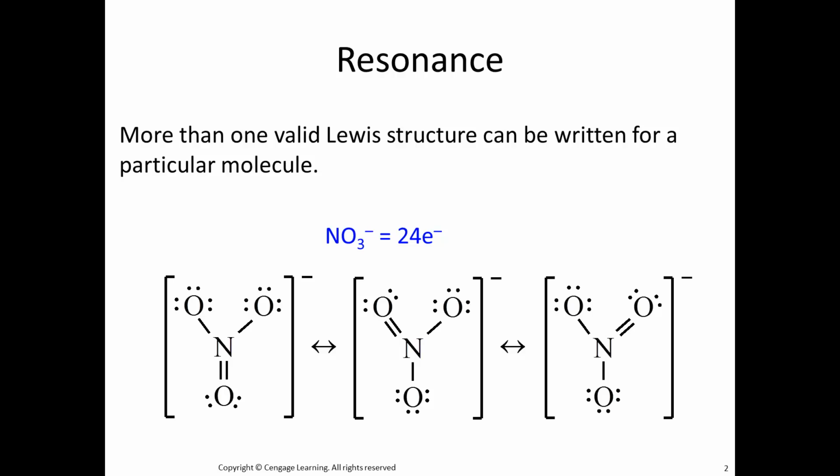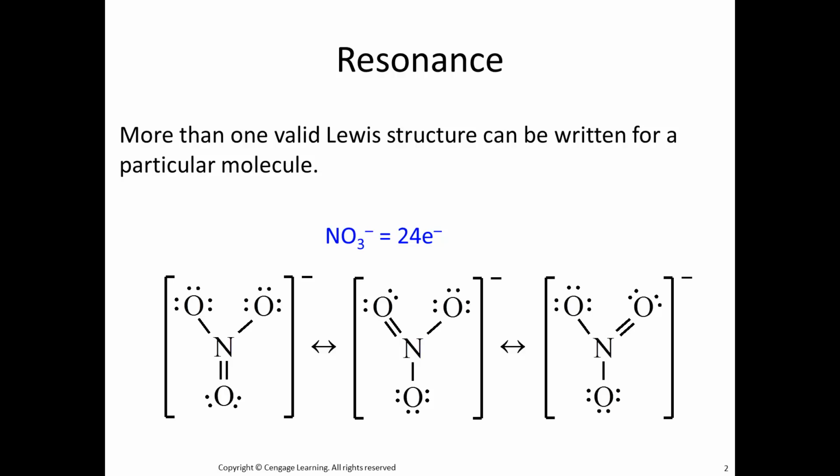Now, when more than one valid Lewis structure can be written for a particular molecule, we'll have to evaluate the various forms and see if any of them disobey our octet rules. If everything obeys the octet rule, then we start looking at formal charges. But first, let's just talk about resonance.